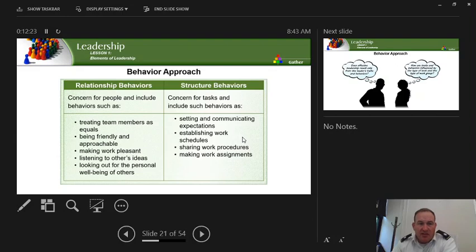There's relationship behaviors and structural behaviors. Take a look at that as far as what the concerns are. Think of work situations or things that you've tried to accomplish, a task or a mission. Some of these things come into play. Again, we already talked about communication being essential. What is the vision? What's the goal? Is there a timeline? How do you make that work? How do you make it equal amongst the group?